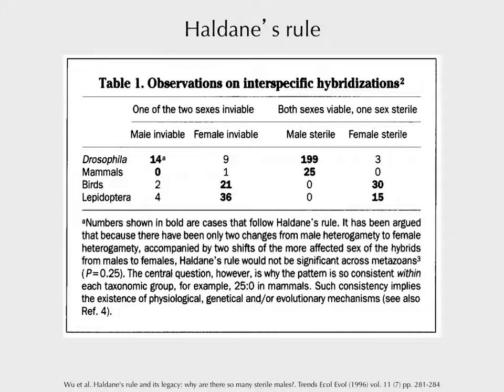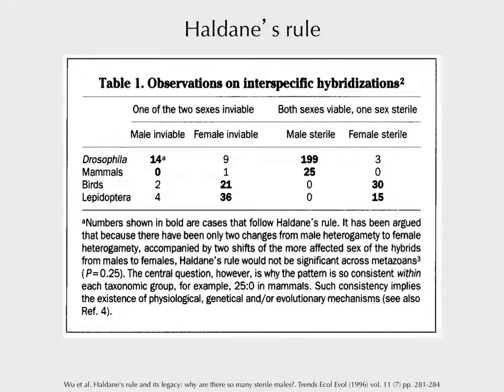Is this something in hybridization? When you talk about it in the context of hybridization, you can think about within subspecies and the like, it could also occur. And there are other traits where, if a gene has a bad effect when recessive, then you have to pick it up much more in the heterogametic sex as well.